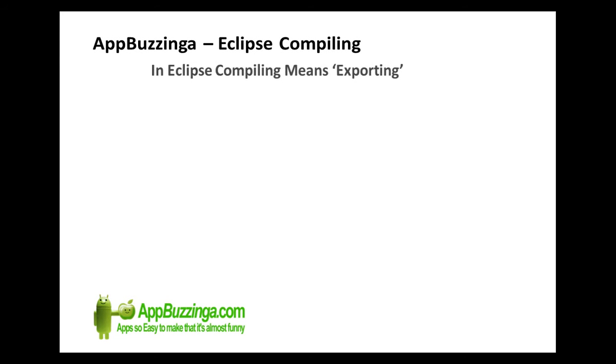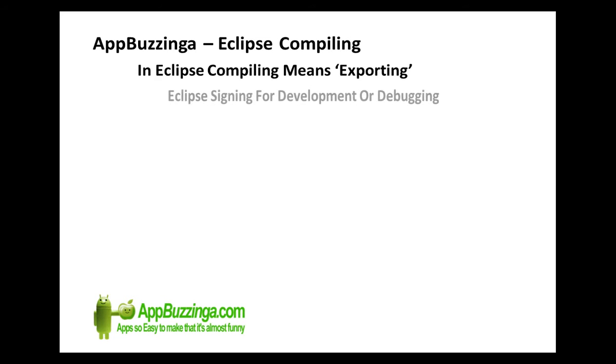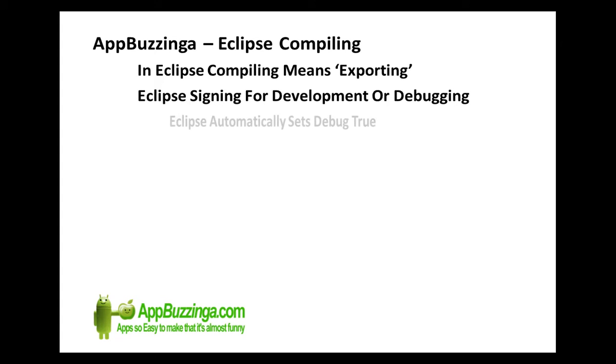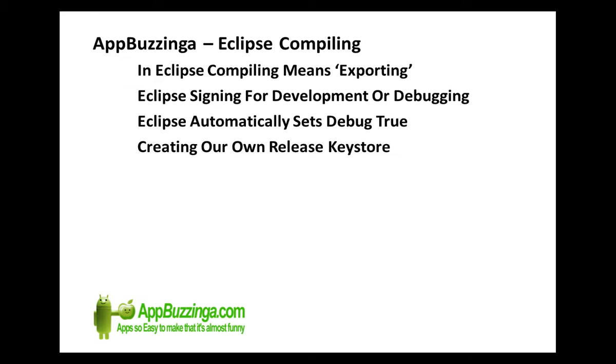Google requires that all apps be signed with a certificate, whether for development or release. As you recall, in Eclipse, compiling means exporting. Eclipse comes with a signing certificate for the development or debugging process. It automatically sets debug to true so that we will be able to use that key and certificate during our debugging and testing. Creating our own certificate requires turning off the debug setting, so we'll cover that, and then we'll go through using the key and certificate for our own app.